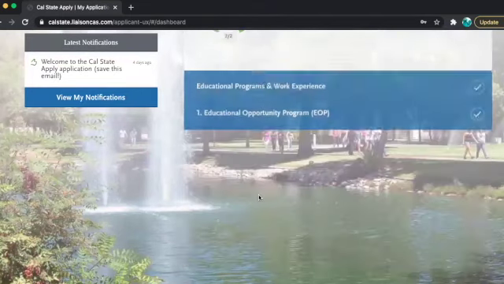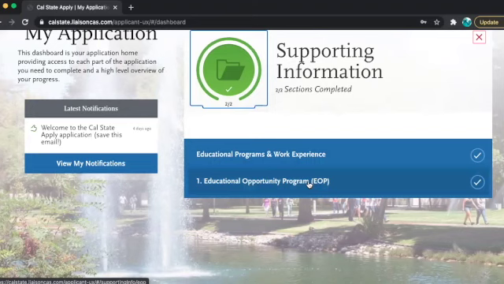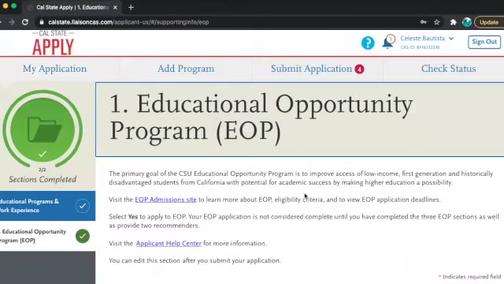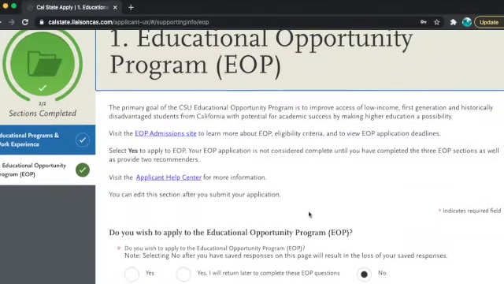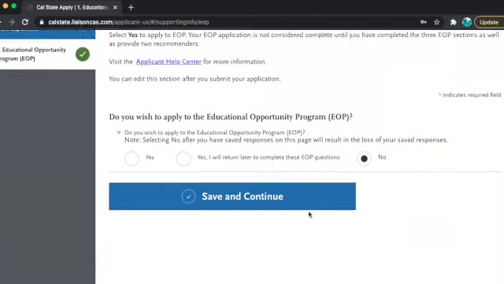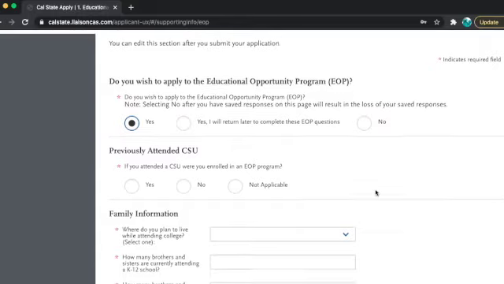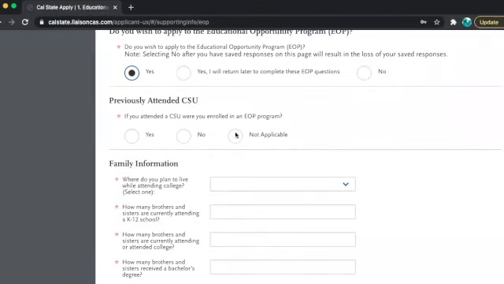This is supporting information. So here is where you talked about programs and your work experience. This is EOP. So if you've been told that you're going to do EOP, this is where you do that. Okay, so when you get here, it's going to say, do you wish to apply to the Educational Opportunity Program? For you, the answer is yes. So previously attended CSU, this is not applicable because you haven't previously attended a CSU. So you're going to click not applicable.